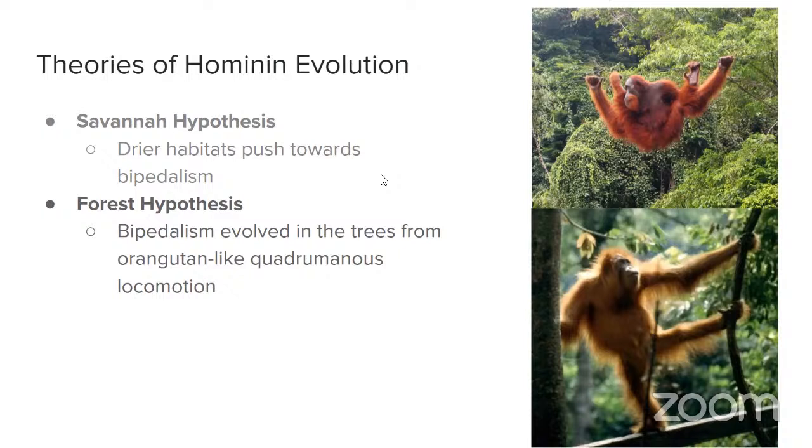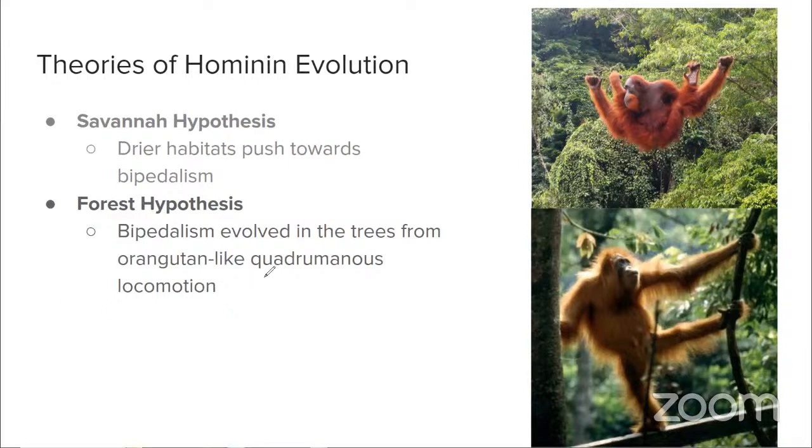Directly opposing that, we have the forest hypothesis. Here's where I got our orangutan pictures. Okay, so our tree for relatedness among our great apes is: we've got orangutans, and then we have gorillas branching off, and we have chimps and bonobos, which are in the same genus, and us here.